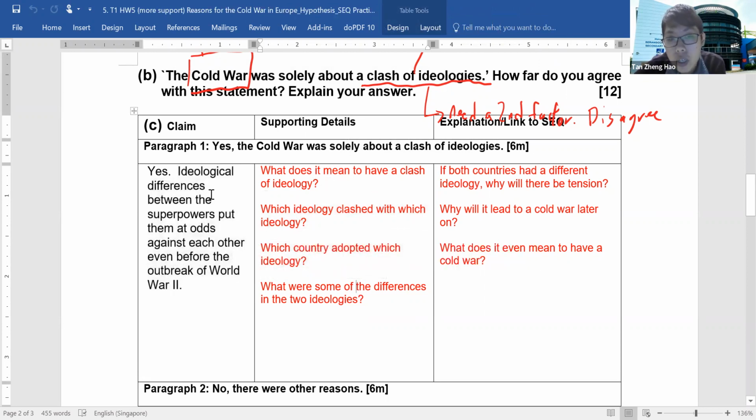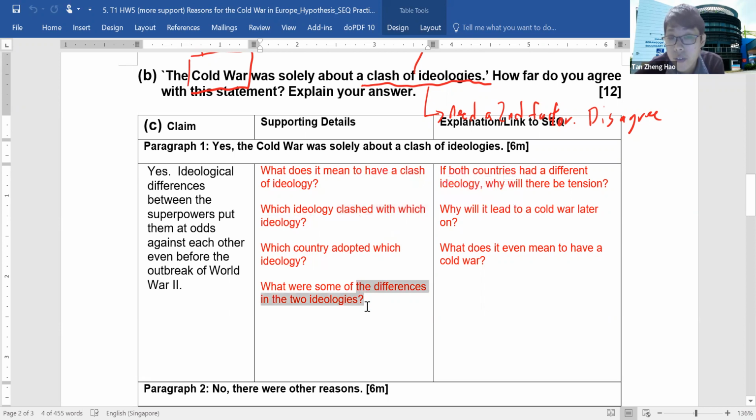For example, you mentioned that it's about a clash of ideology. What does it mean when there is a clash of ideology? Are they having the same ideology or different ideologies? Or does the ideology challenge each other? Mention it in your supporting details. Tell me more. What was the clash of ideology about? Which ideology clashed with which ideology? Which country adopted which ideology? The US was adopting what ideology? The USSR, what ideology did they adopt? And did these two ideologies have a similar viewpoint?